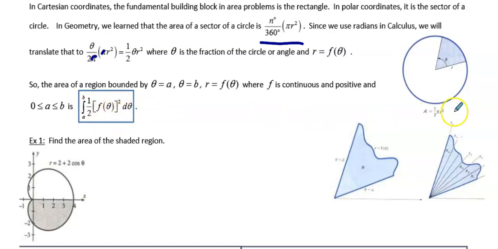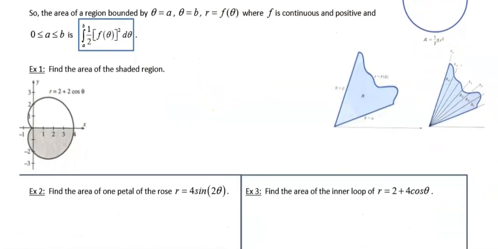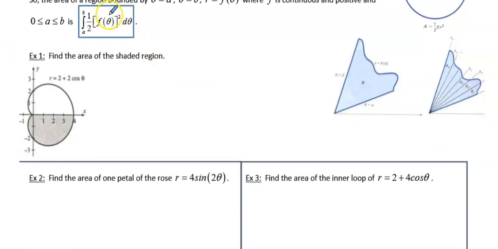So let's actually go and do a couple of questions. You guys can see right now that the a and the b are going to be the thetas that we start with, and then where we end. And then the function is going to be our radius. And so let's actually discuss how we do a couple of examples using this formula right here.